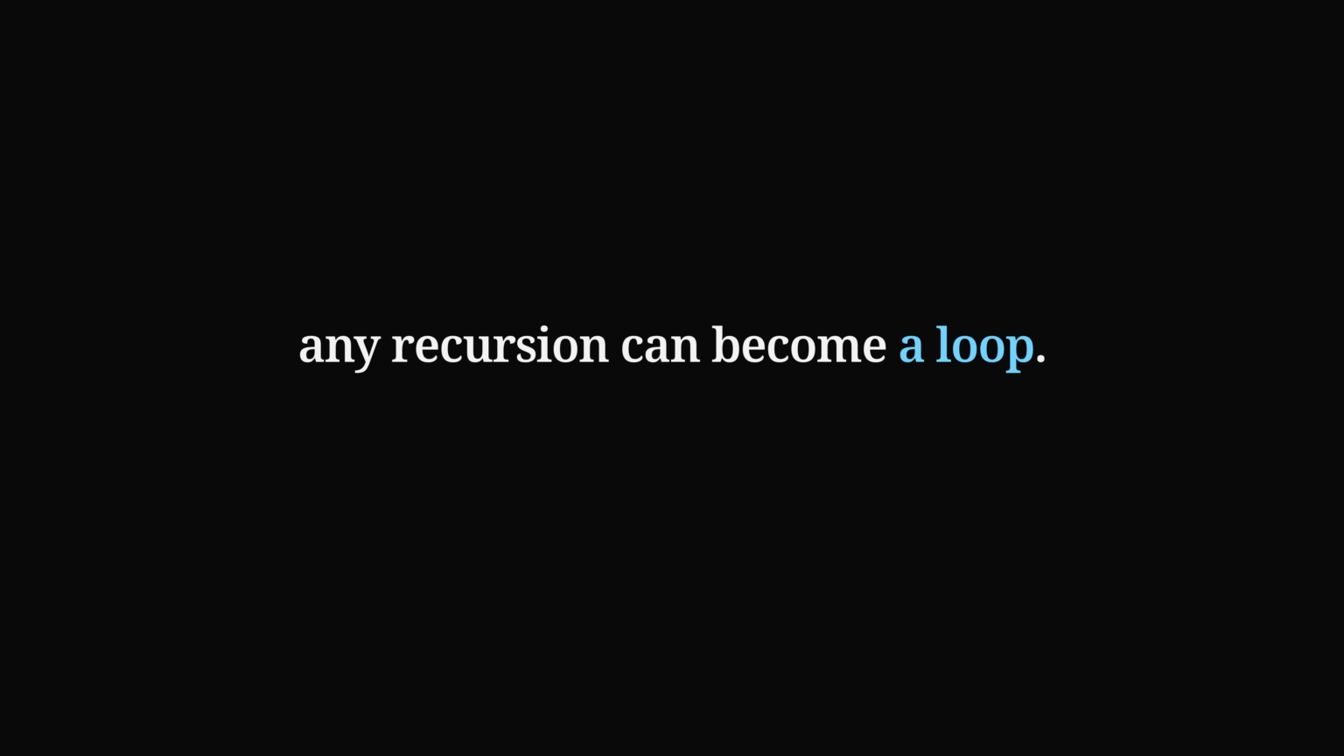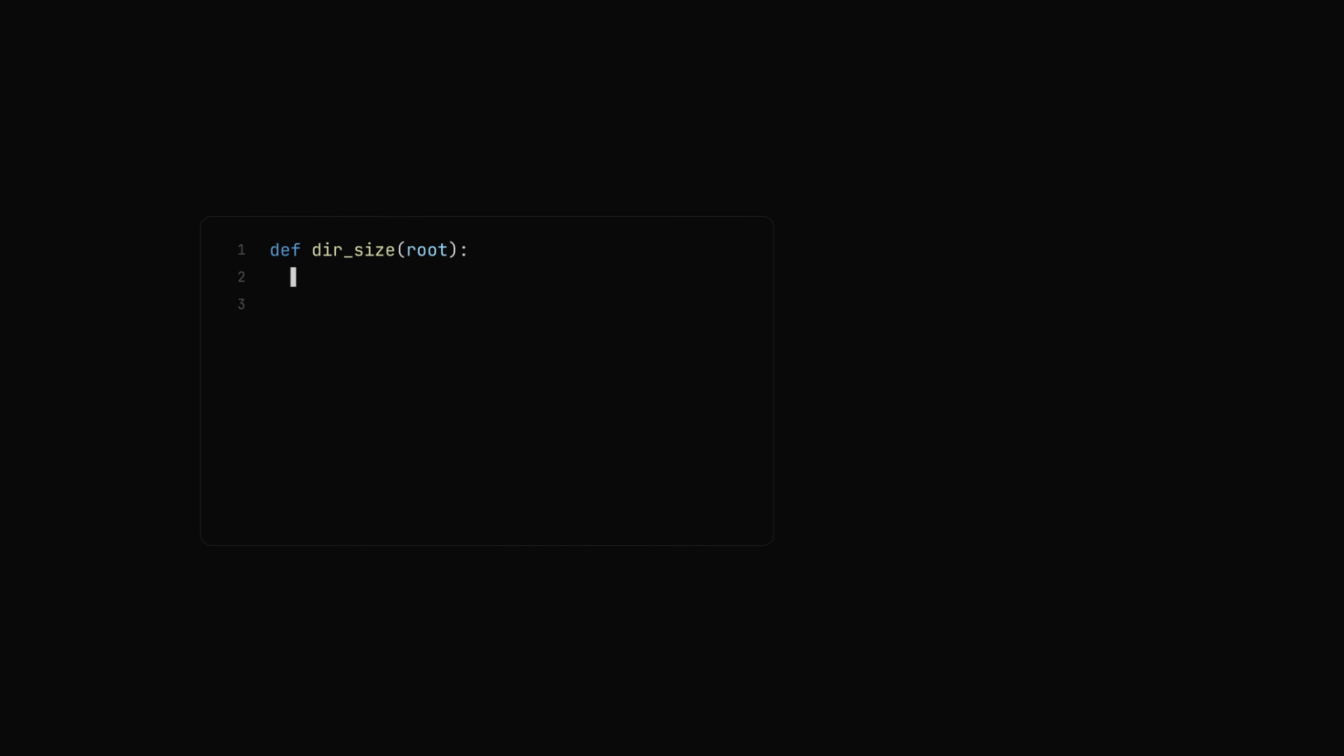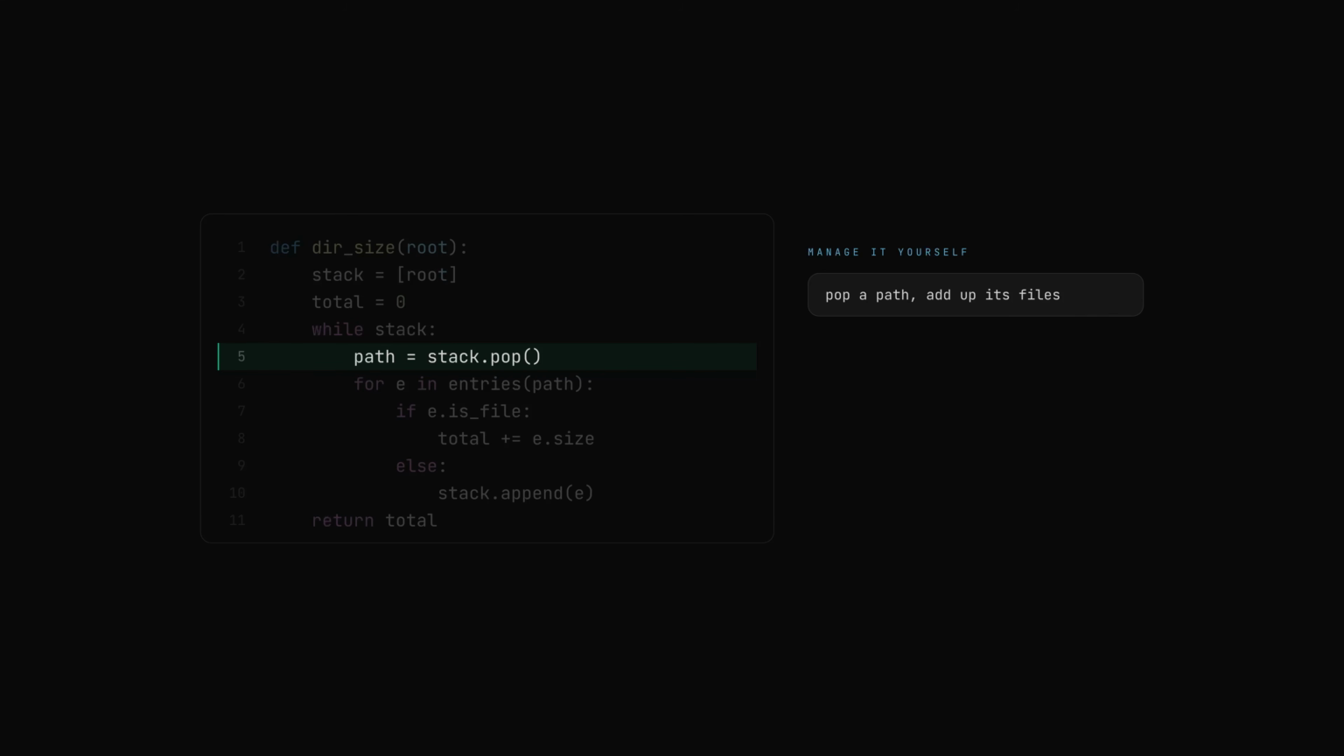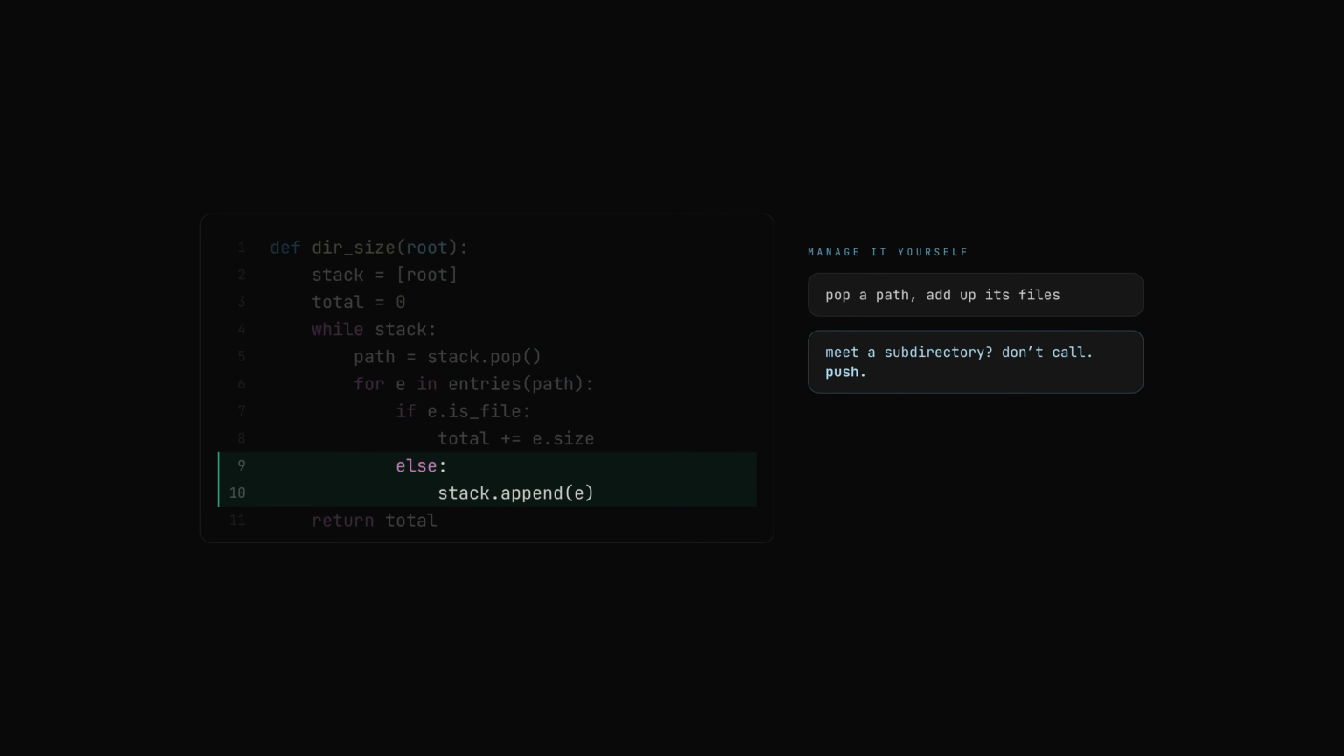Now the honest comparison, because any recursion can become a loop. The call stack is just a stack, and you built one of those, so manage it yourself. Keep a stack of pending directories, loop while it isn't empty, pop a path, add up its files, and when you meet a subdirectory, don't call anything, push it. Same algorithm, same answer. The frames became strings you push by hand.